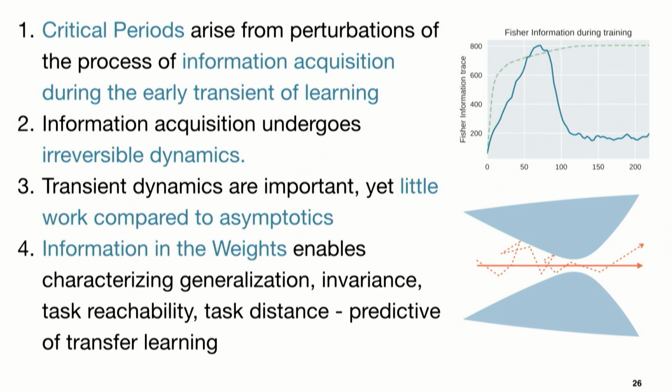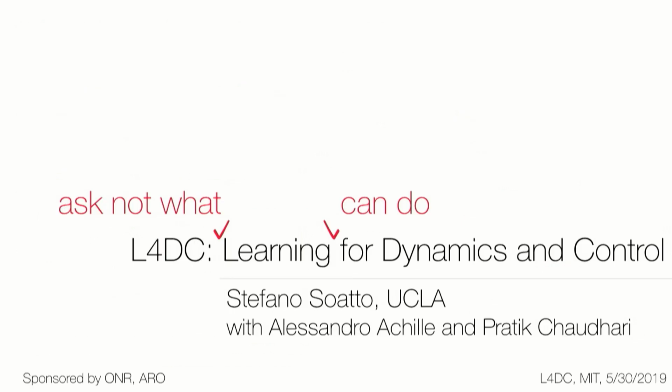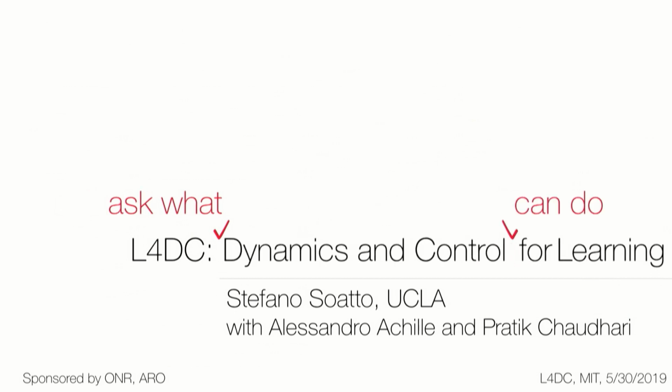And I think the meta point here that I like to make is that it's obvious that learning is useful for control of dynamical systems, but it's also true that dynamics and control play a key role in learning. And even though most of the theory for deep learning focuses on the asymptotics, critical period experiments show us that the transients are very important, and there's a lot to be understood there, and there's very fertile ground for exploration. Thank you.